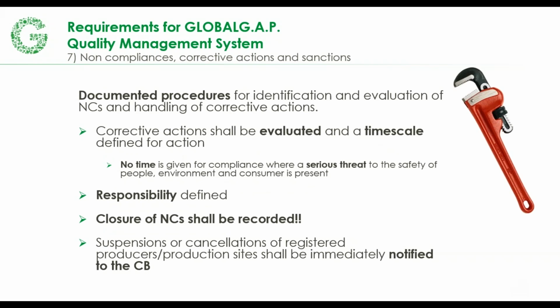Moving on, the group must have information about non-compliances and corrective actions. So there's documented procedures about how corrective actions are evaluated. So does it adequately satisfy that non-compliance, and a time scale. So this would generally be not less than 28 days, but always no time is given for compliance where a serious threat to the safety of the people, the environment, or the consumer is present. So there have been times where me as a former auditor from a certification body has said, you need to fix this non-compliance before I leave the farm today, where it poses a serious threat.